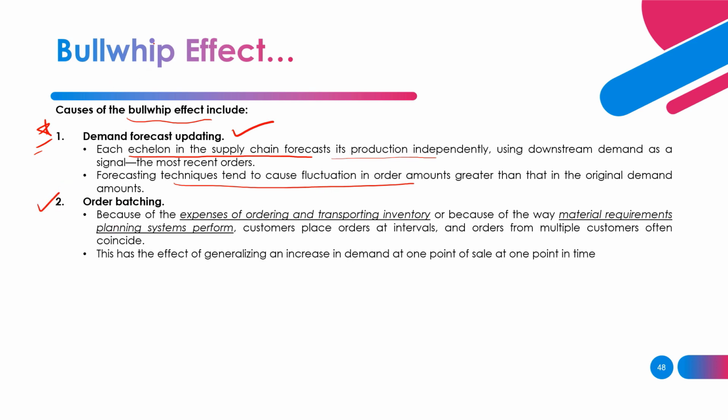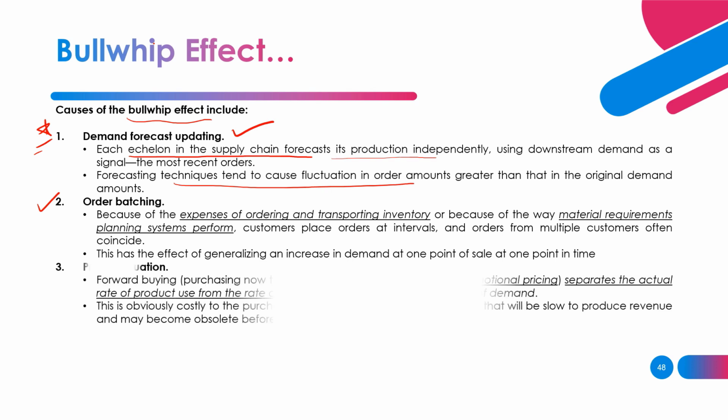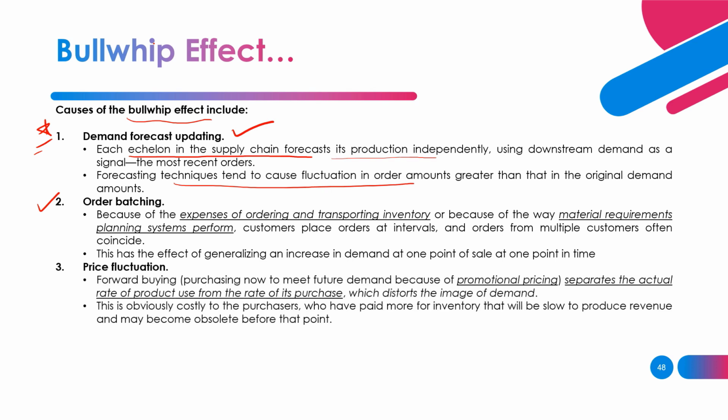When I say a huge quantity, that means at a certain supply chain stage, maybe at the retail stage, maybe at wholesale, maybe at manufacturing. Wherever that point of sale occurs, we start ordering a huge quantity. That's where the bullwhip effect occurs.